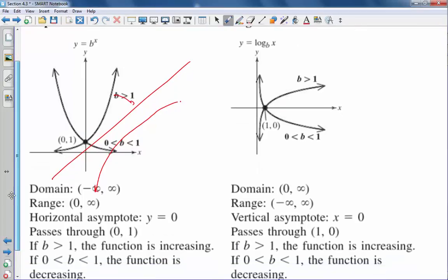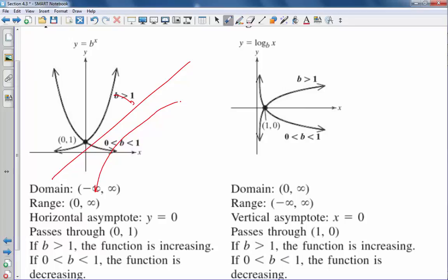You can get all this data. Look, everything written here, you can read it from this picture. Domain is 0 to infinity. Range is negative infinity to infinity. You know how to find range from graphs. Vertical asymptote: they never touch the x equals 0 line, the y-axis. They tend to get close but never touch. That's the vertical asymptote. They pass through (1, 0), large base increasing, small base decreasing.